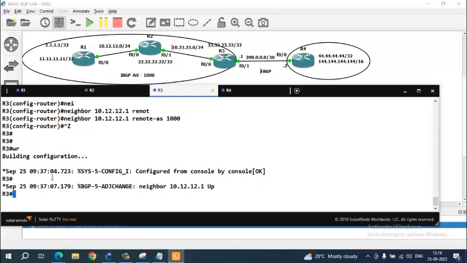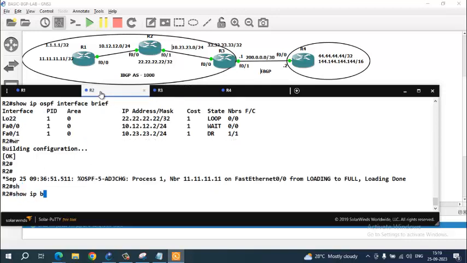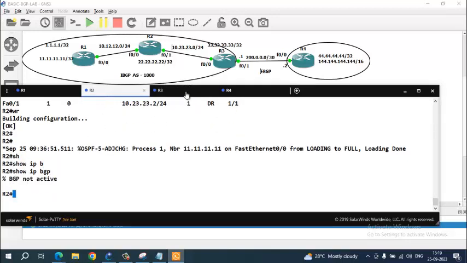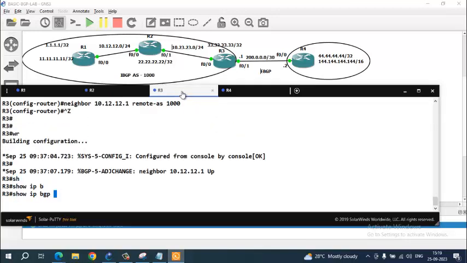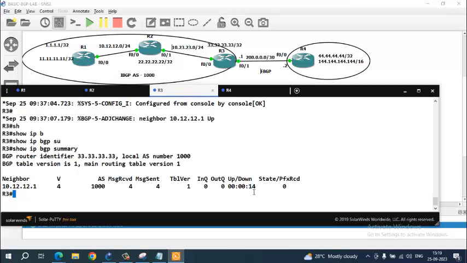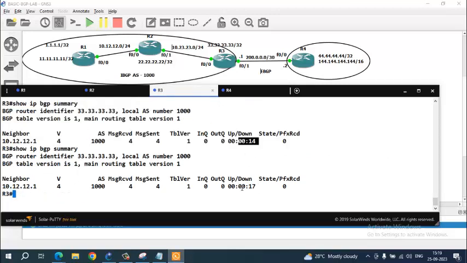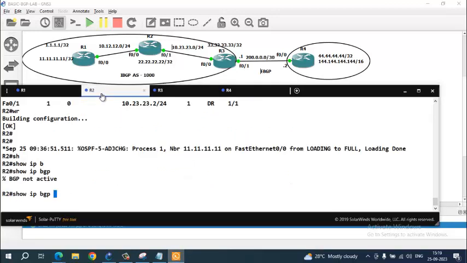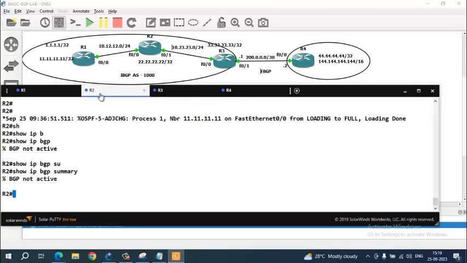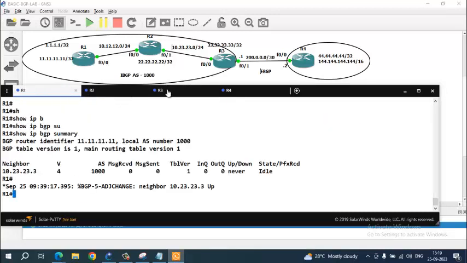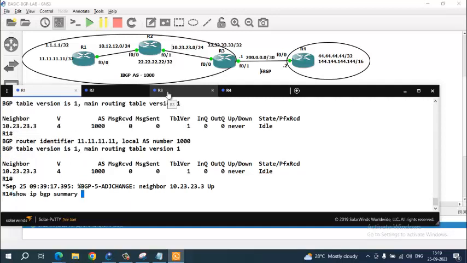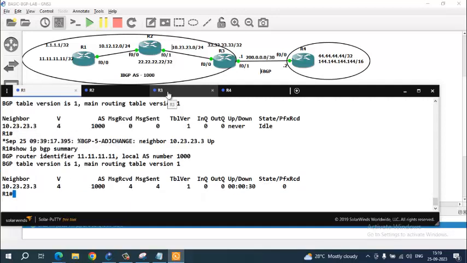See, there is no BGP on router 2. Show IP BGP, BGP is not running. But in show IP BGP summary, you got the neighbor here for the last 14 seconds. The neighbor is up. You don't need BGP in the middle in order to have a neighbor between R1 and R3. So IBGP need not be directly connected. That is what this proves.